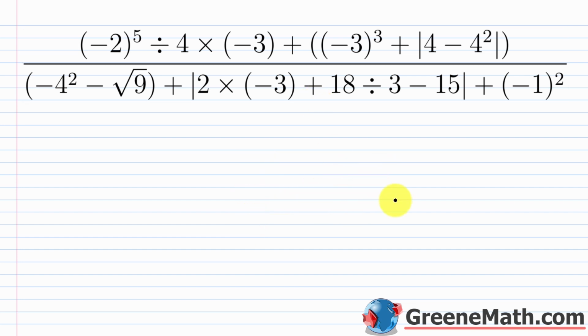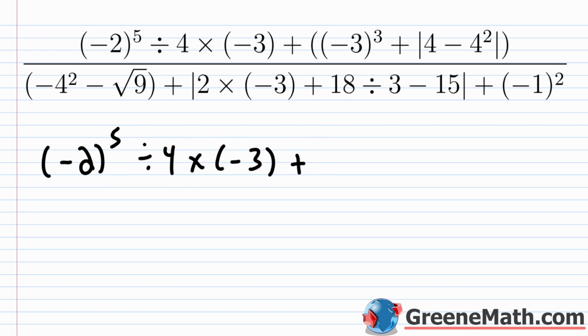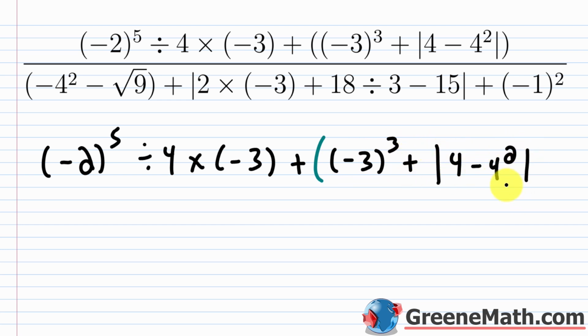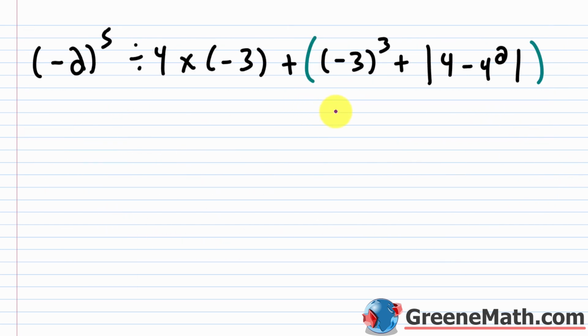Okay, so what I'm going to do is start off with my numerator and just simplify that. So I'm just going to copy it. So negative 2 to the 5th power divided by 4, and then times, we have this negative 3, and then plus, so we had these parentheses like this. I'm just going to use a different color for clarity. And then we have this negative 3 being cubed, and then plus the absolute value of 4 minus 4 squared. Let me close that down, and let me change back to this color and close that down. Okay, I'm going to grab this. All right, let's paste this in.